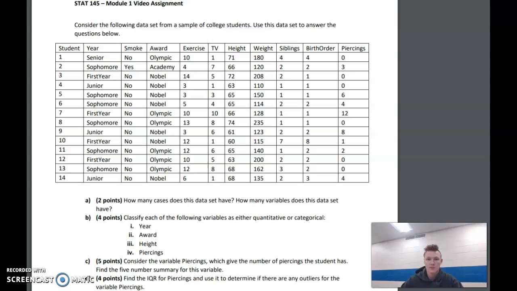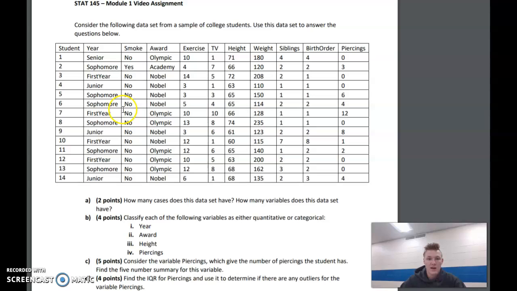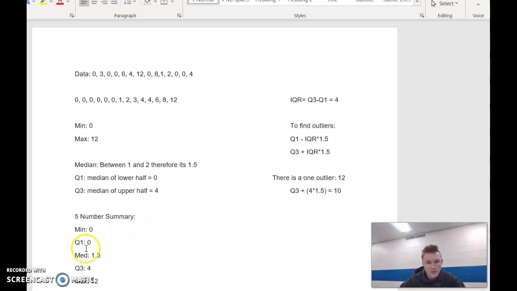So looking back at my video assignment, you can see that the IQR and any outliers are visible on this page. So the IQR being 4, outliers are 12. And then the piercings, we listed the 5-number summary, which is listed right here. Min 0, Q1 0, median 5, Q3 4, max 12.